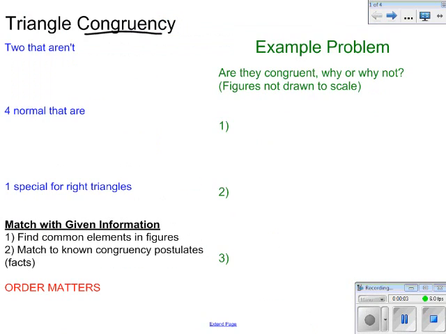Now, triangle congruency is all about geometric proofs of different things. Make sure you know the word congruent just means the exact same. So when we're talking about triangle congruency, we're talking about ways to prove that two triangles are exactly the same. The easiest way to remember this is there's two postulates that aren't.